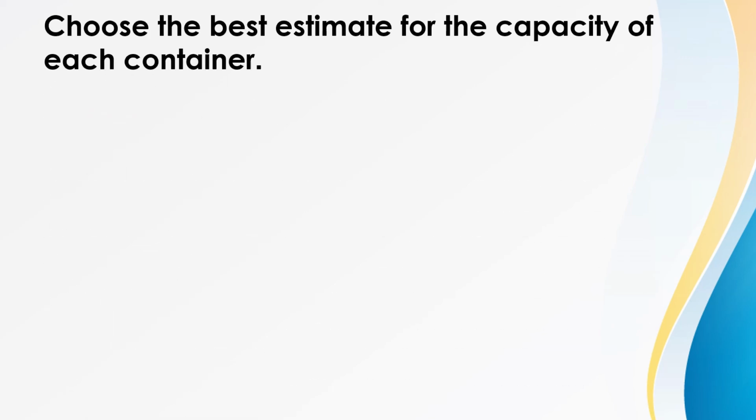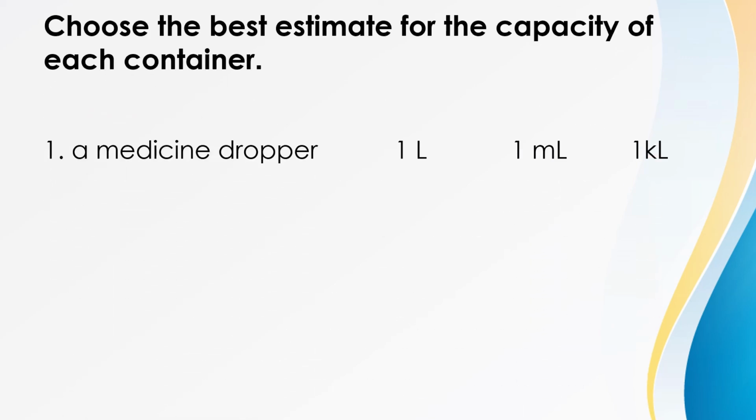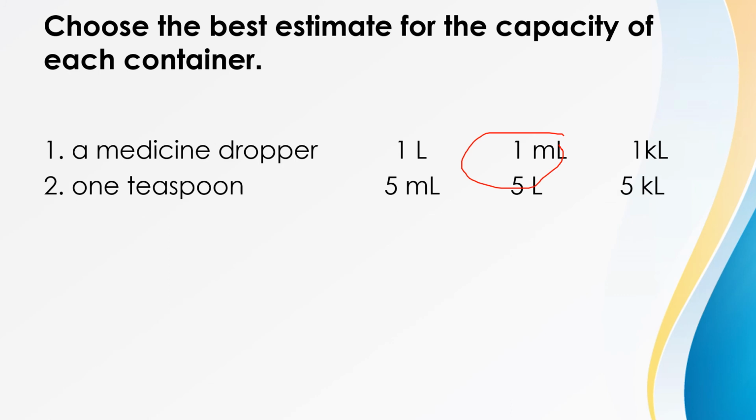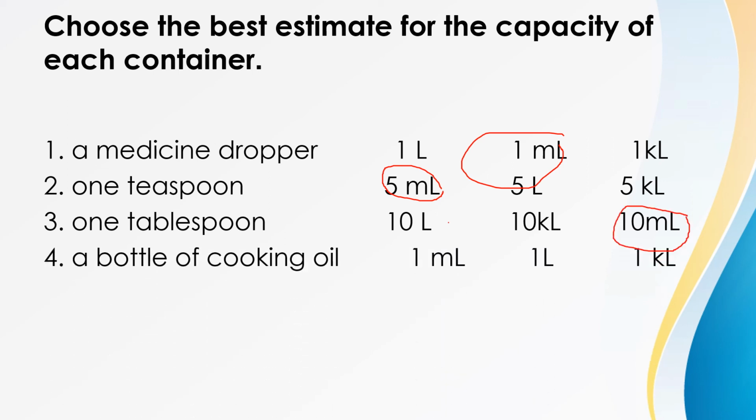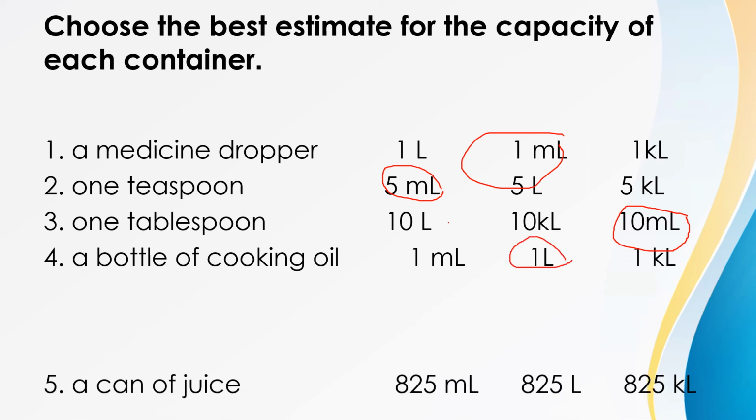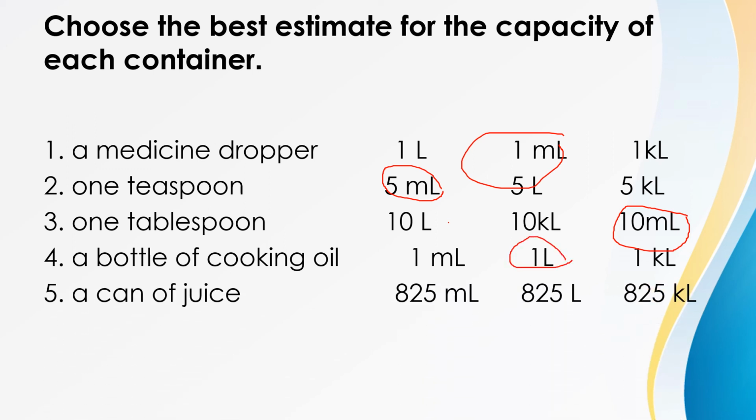Okay, choose the best estimate for the capacity of its container. Medicine dropper, of course, 1 ml. No? But about 1 teaspoon, 5 ml is equivalent to 1 teaspoon. 1 tablespoon is about 10 ml. 1 bottle of cooking oil, it could be 1 liter. 1 can of juice, it's 825 ml.